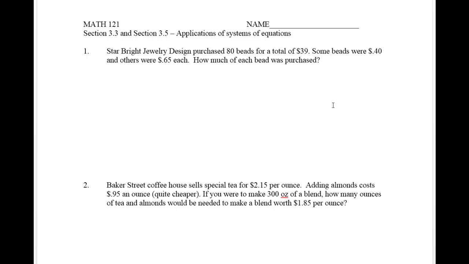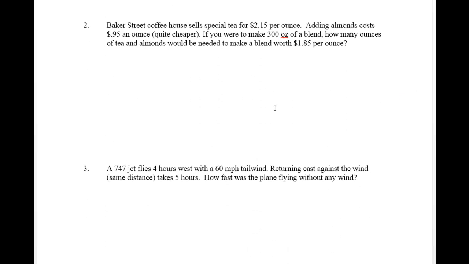the same approach. I'm talking about coffee and trying to maybe thin it out a little bit, because right now Baker Street Coffee House sells a specialty that's $2.15 an ounce. Okay, now the specialty, let's call that my y here. You could call it your x if you'd like, but I'm going to call it my y because I'm going to add some almonds, which are x, and they're quite cheaper. They're 95 cents an ounce. So if I add a $2.15 tea with a 95-cent ounce additive, I'm going to get a blend that's cheaper.